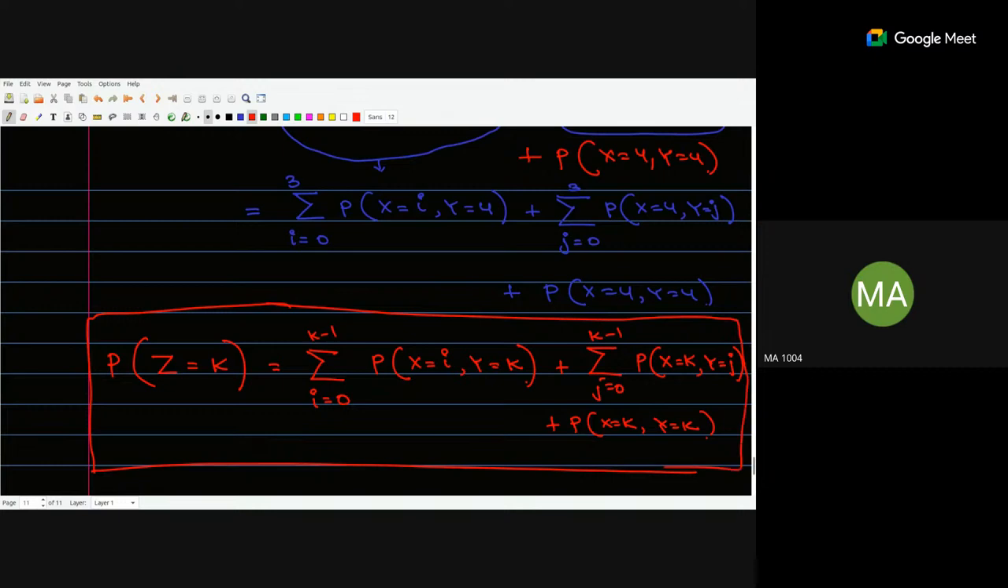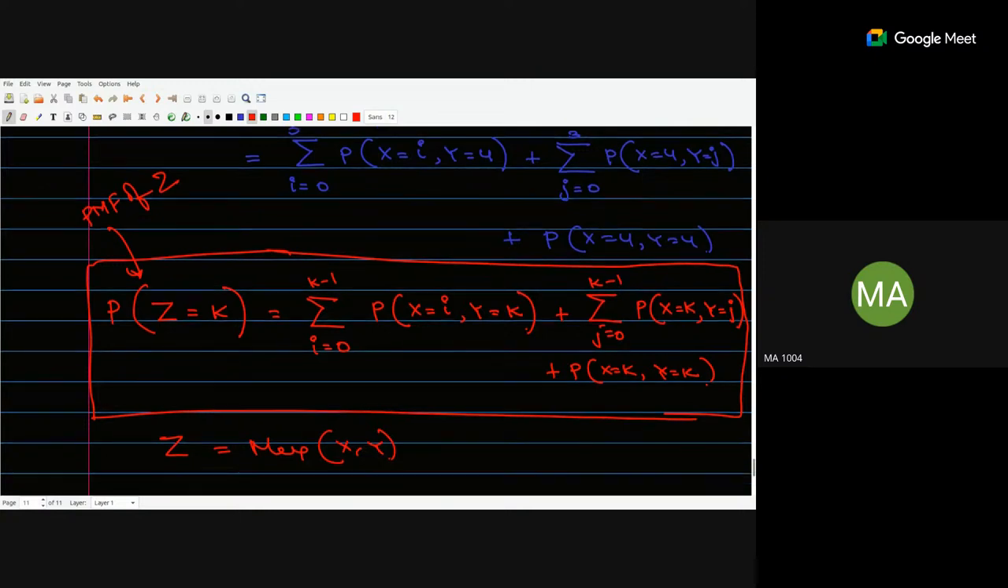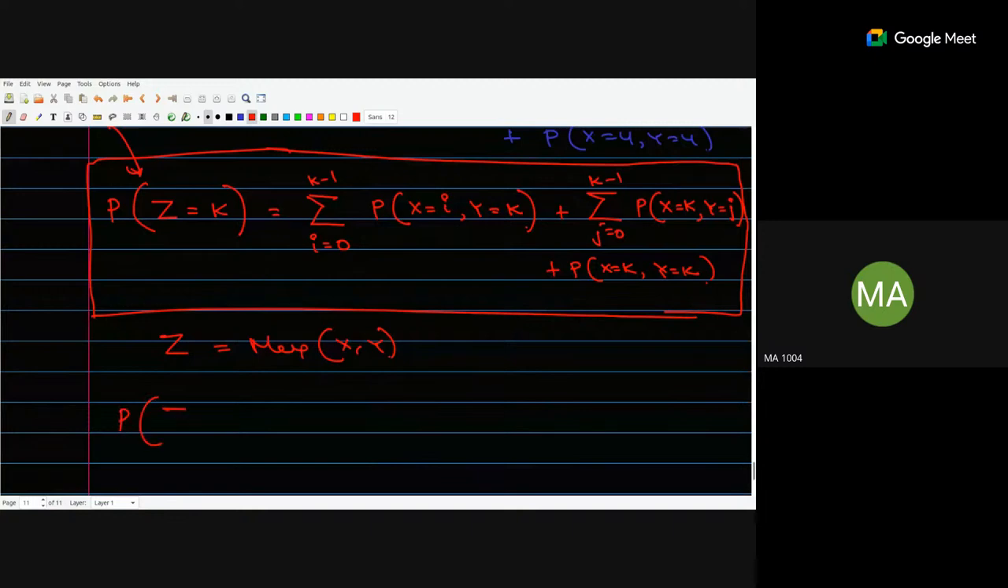So I think we are done here. We got the PMF. This is the PMF of Z. What is Z? Z is max of X comma Y. Once you have the PMF, you can compute any probabilities. You can compute probability that Z is greater than 10, or Z greater than K, or Z less than K. Any probabilities you can compute.